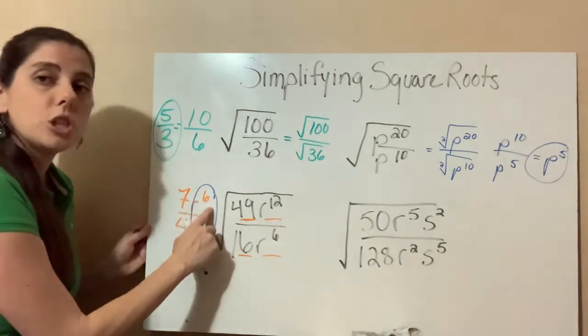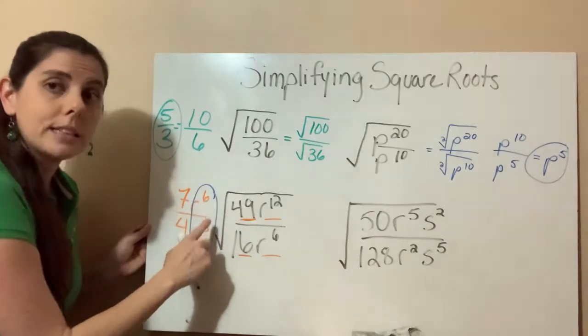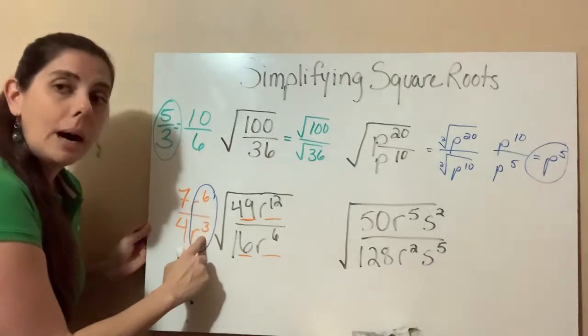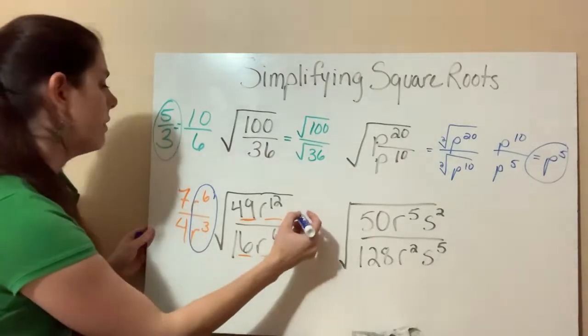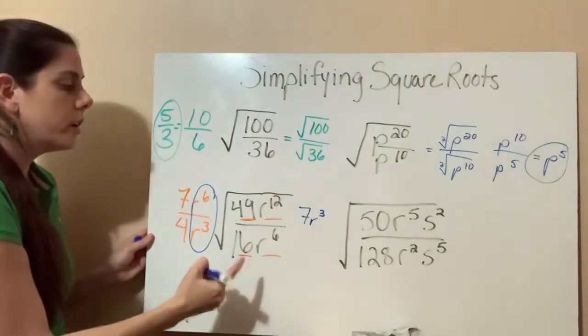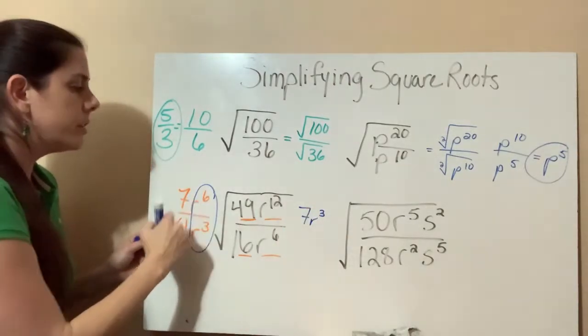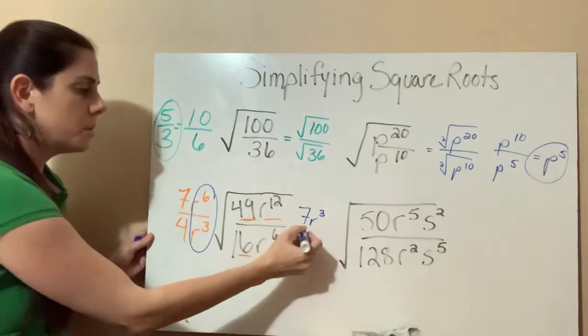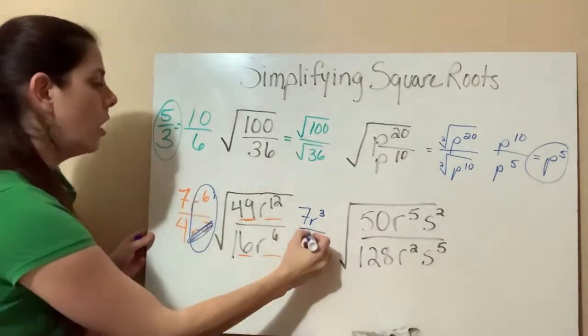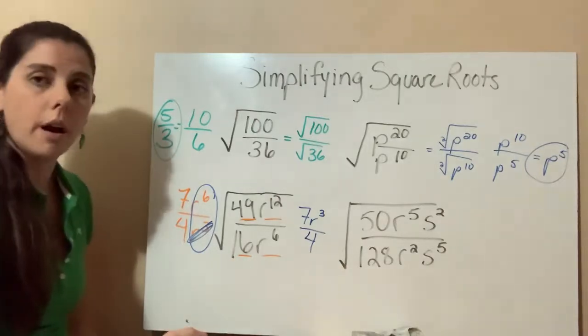And remember, for our quotient rule, we subtract the exponents when the variables are the same. So 6 minus 3 is going to give us 7r to the 3rd on top, because 6 minus 3 is 3. And this whole r to the 3rd just canceled out. So all we're left with is a 4 on the bottom.